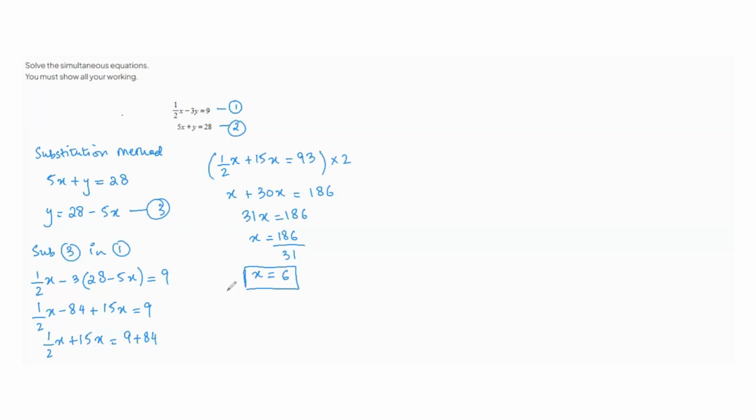So now to find the corresponding y value, we're going to substitute x equals 6 in equation 3. So y equals 28 minus 5 times 6, which is 28 minus 30, and that's negative 2. So when x is 6, y is negative 2. That is your answer.